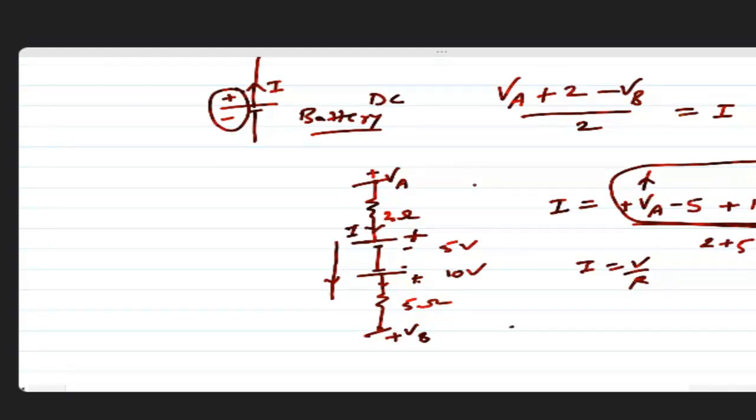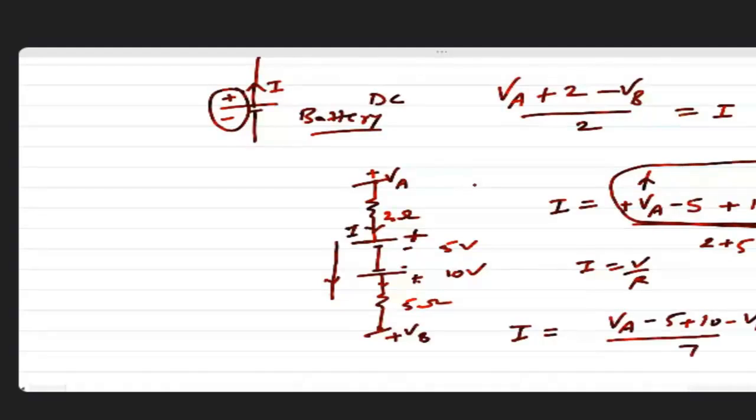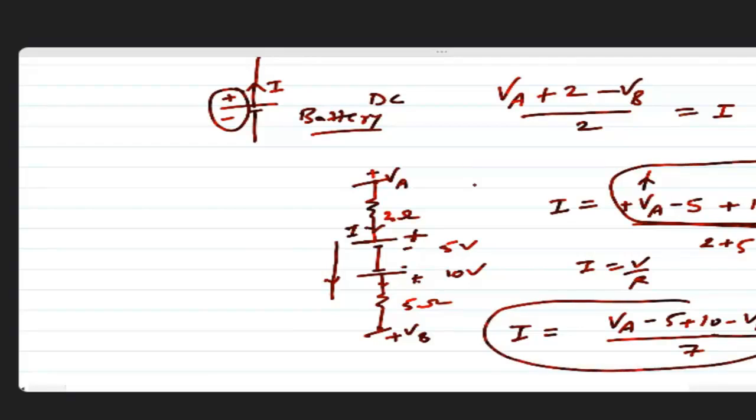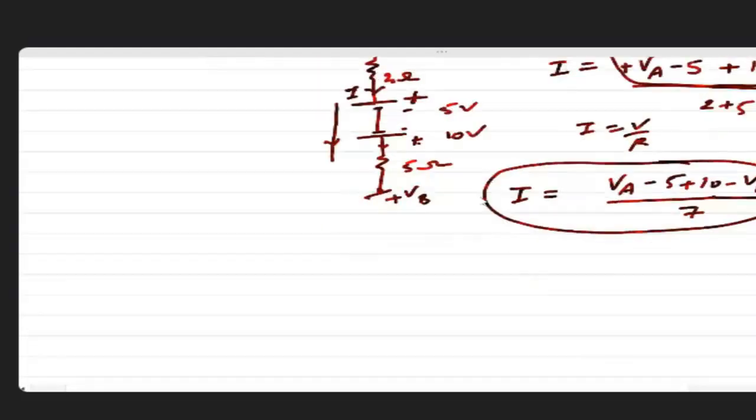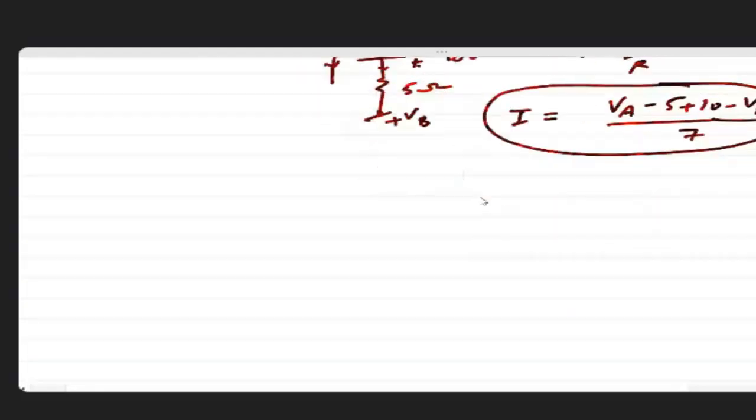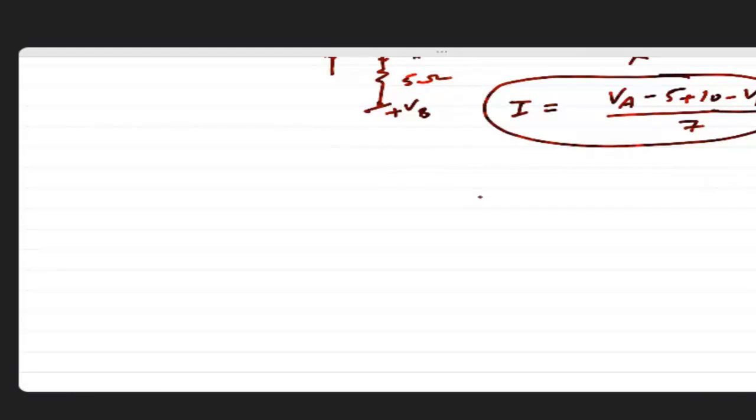So the correct equation for this current is VA minus 5 plus 10 minus VB upon 7. So this is our learning: how to write the correct equation for current. After knowing this concept, we can solve any KCL type of question. Now what is KCL saying?